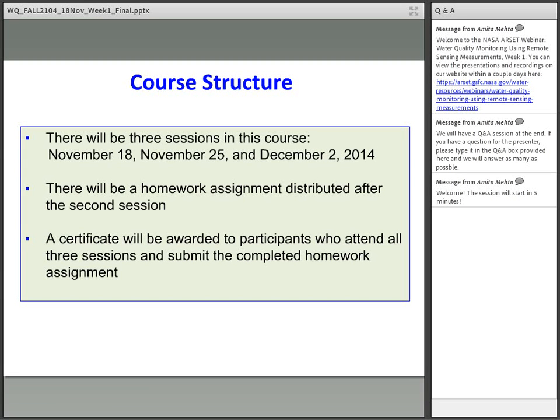There will be a homework assignment given after the second session, and all the participants who attend all 3 sessions and complete the homework will be assigned a certificate of completion.